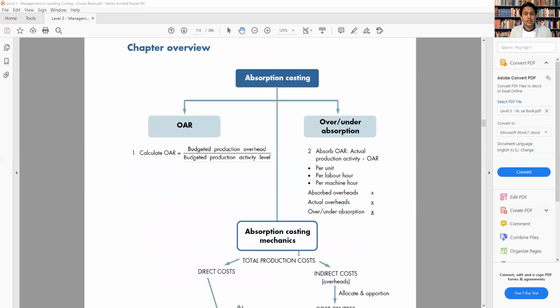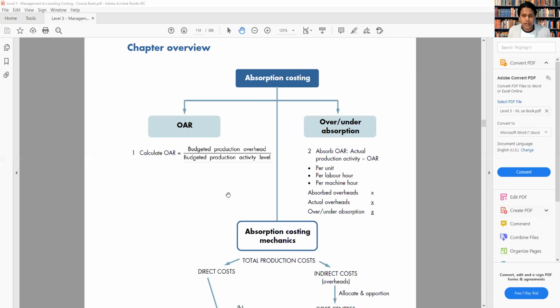So the first thing we can see is the chapter overview. The chapter overview will tell us what we're going to see inside the chapter. The first thing we're going to see here is OAR, that is overhead absorption rate. The overhead absorption rate will be very, very important. Of course, this question will be in the exam, so you need to be very careful when you do your overhead absorption rate.